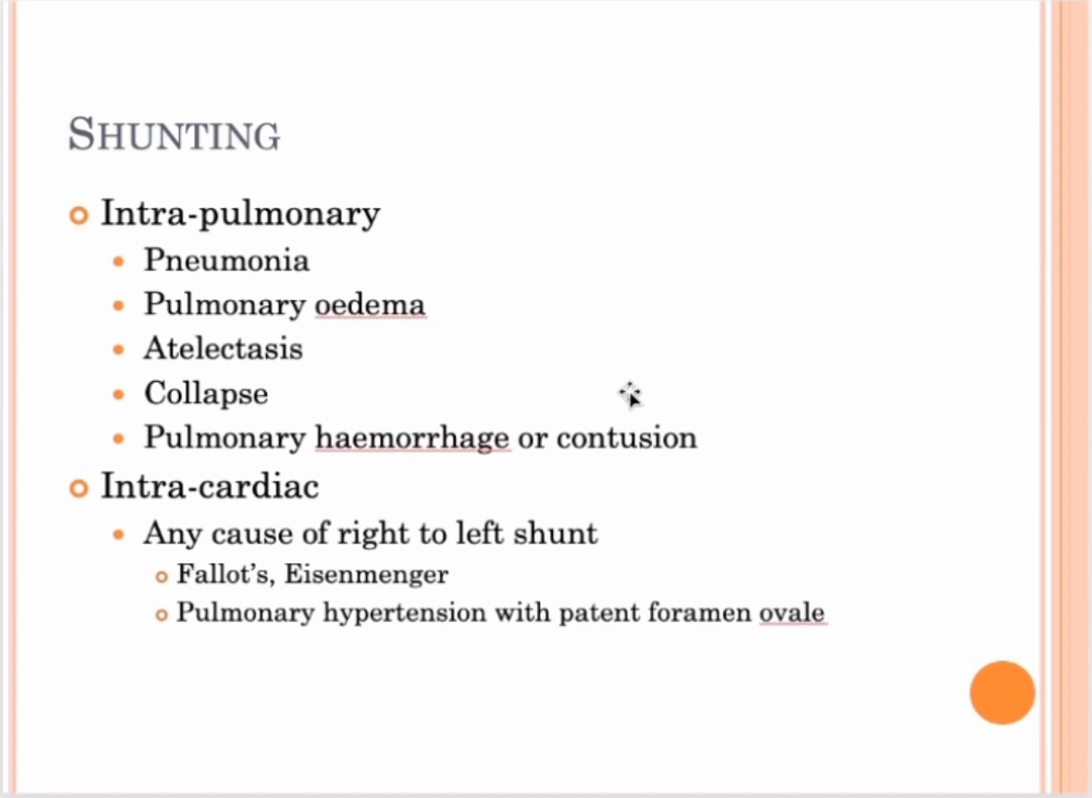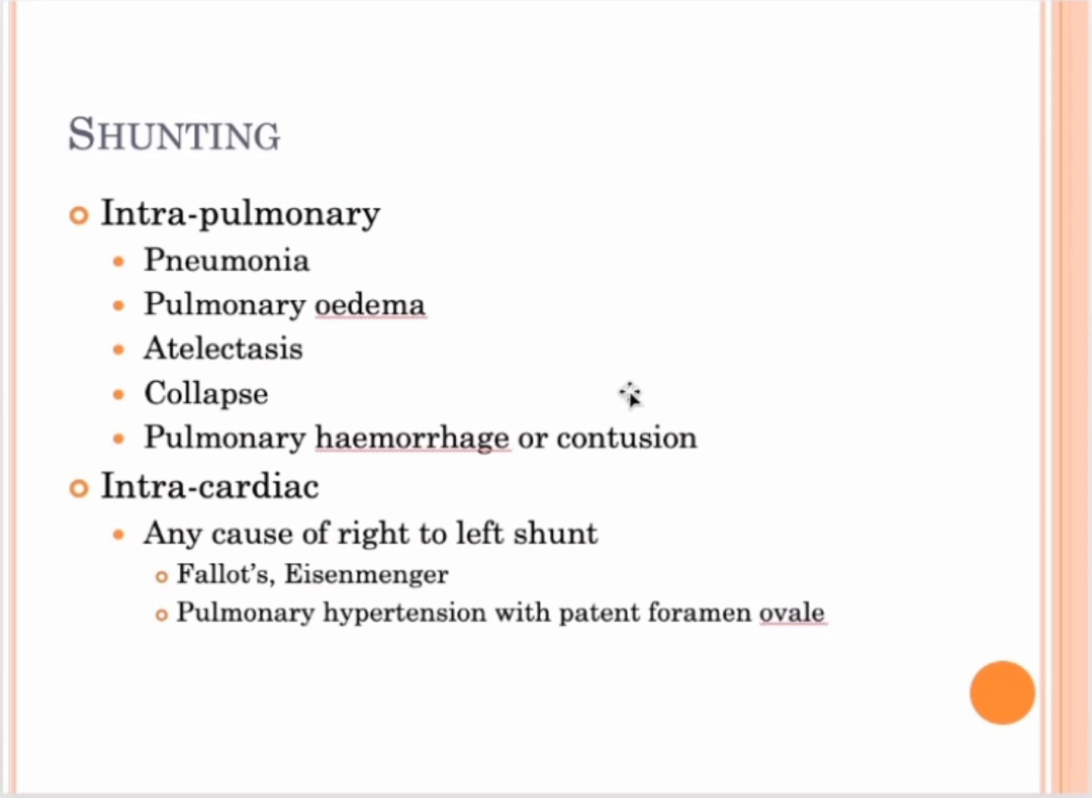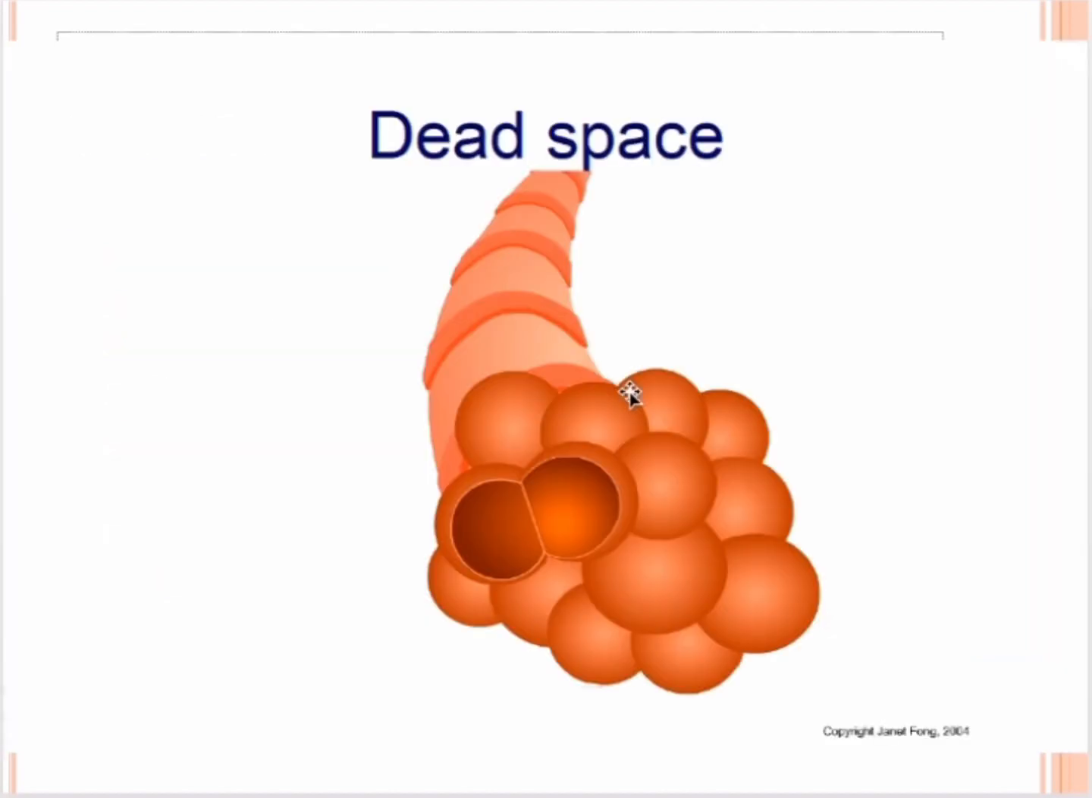So intrapulmonary shunting occurs because of most of the causes of lung disease, like pneumonia, pulmonary edema, atelectasis or collapse, or pulmonary hemorrhage or contusion. And there are some intracardiac shunts, that is right to left shunt, because of different etiologies like Tetralogy of Fallot, Eisenmenger complex, or pulmonary hypertension with patent foramen ovale. The exact opposite of shunting is dead space ventilation, where alveoli are ventilated but not perfused. And this is the extreme case of the opposite of shunt.